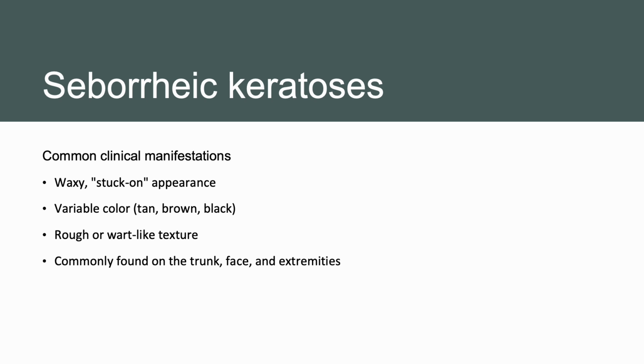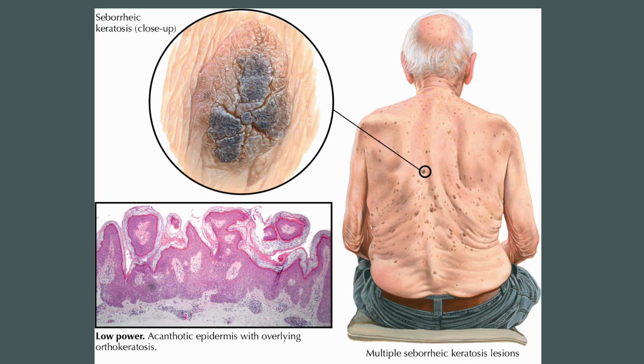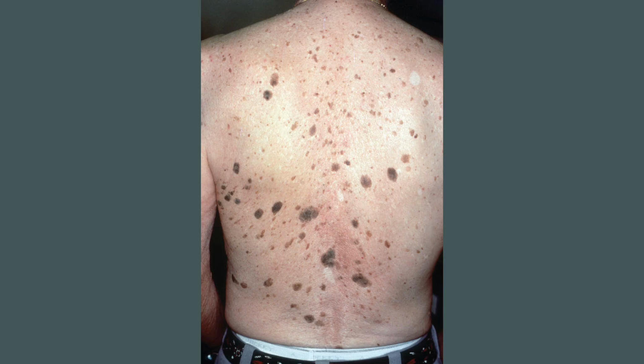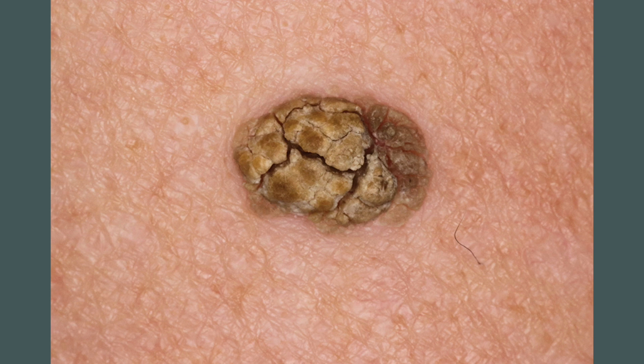Clinical appearance: you'll hear a lot about waxy, stuck-on appearance. Can have a wart-like texture to it, usually brown, but can be different colors, and found on the face, trunk, and extremities. Here's a nice drawing of what seborrheic keratoses look like, along with how it looks under the microscope. Here's a clinical image with a patient with multiple seborrheic keratoses on the back, and a closer view of seborrheic keratoses, and an even closer view showing that stuck-on appearance.